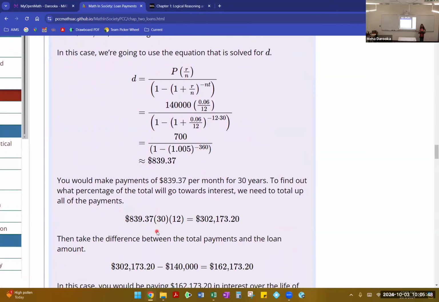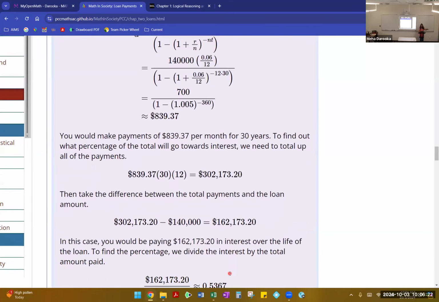Now, to figure out how much interest we have paid. So if we are paying $839.37 each month for 30 years, 12 times a year, right, for 12 months, you can see we are actually making a total payment of $302,173.20. Subtract the 140,000 from it, that's the loan we borrowed. And you can see we're paying double the loan amount in interest, right? $162,173.20.